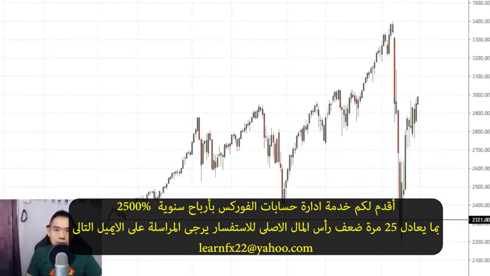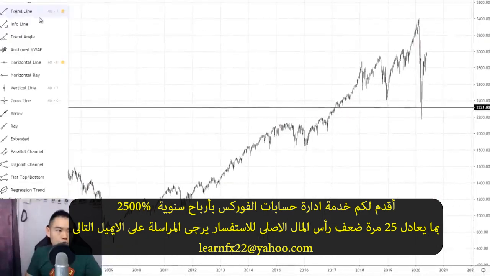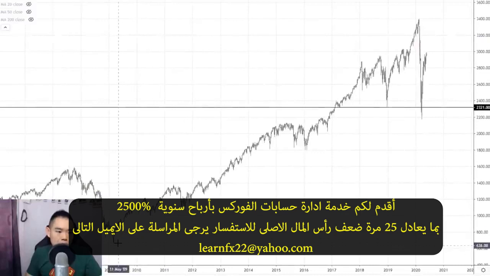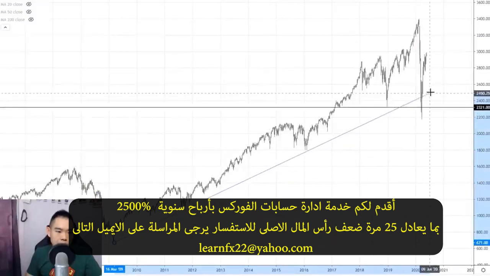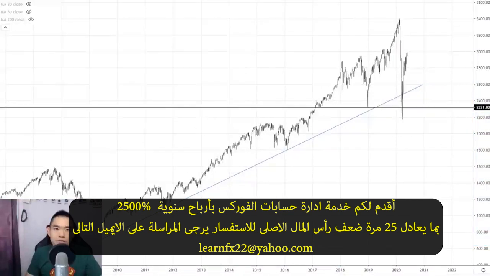You can see that this is an area of support, tested once, twice, and this third time over here, very strong price rejection. And that's not all. If you look back in time, you are able to draw an upward trend line going back to the 2009 financial crisis, something like this.